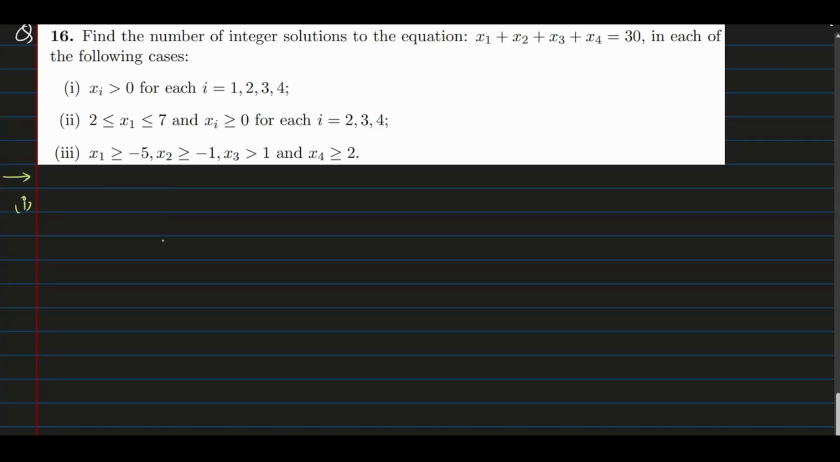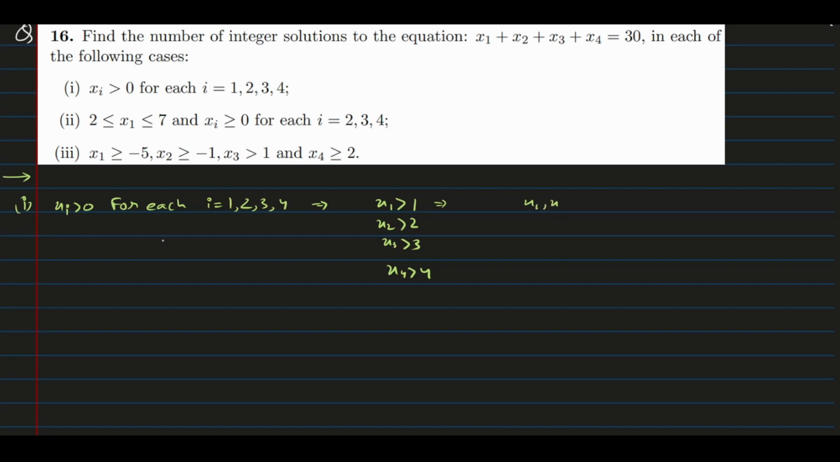First question: given that xi for each i equal to 1, 2, 3, 4, we can write this as x1 will be greater than 1, x2 will be greater than 2, x3 will be greater than 3, and x4 will be greater than 4. Since we are looking for the number of integer solutions, x1, x2, x3, and x4 are all integers. Therefore, we can write this as x1 greater than or equal to 2, x2 greater than or equal to 3, x3 greater than or equal to 4, and x4 greater than or equal to 5. So our question says, given this condition, you have to find the number of integer solutions of this equation.